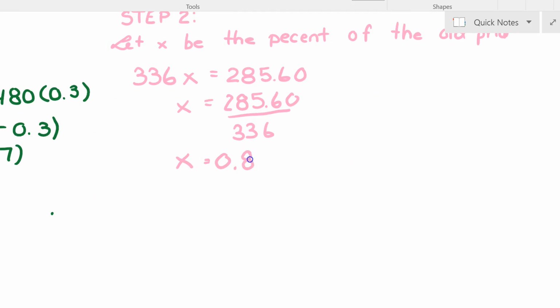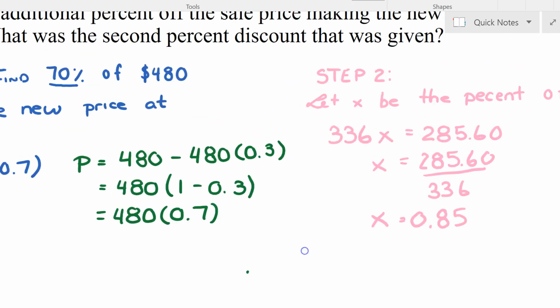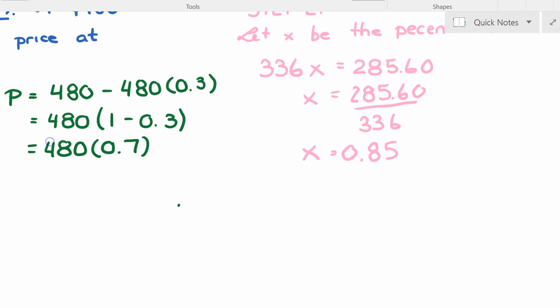Now be careful here. The question is actually asking us for the percent discount. So the percent discount is actually 15%, because if to find the new price we're multiplying 336 by 85%, that means the new price is 85% of the original value.